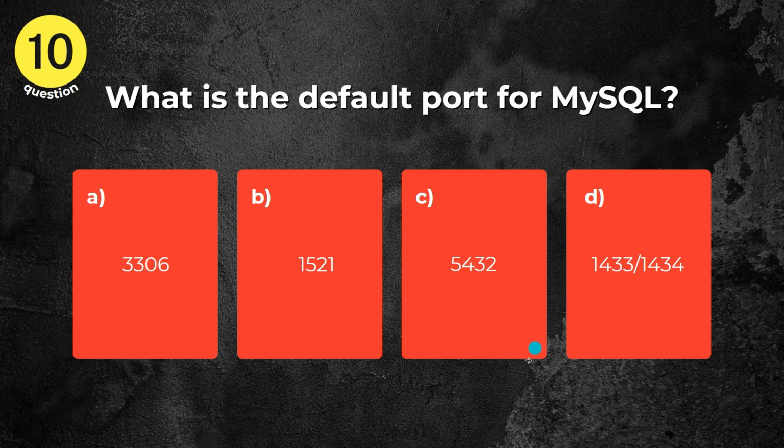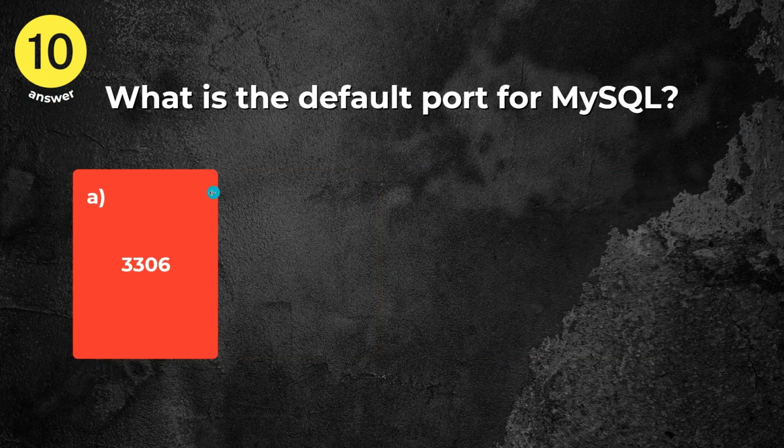Okay, number 10. What is the default port for MySQL? A, 3306. B, 1521. C, 5432. D, 1433 or 1434. So know your ports, guys. Very, very important. Network and cybersecurity, they definitely go together. And the answer is A, 3306.